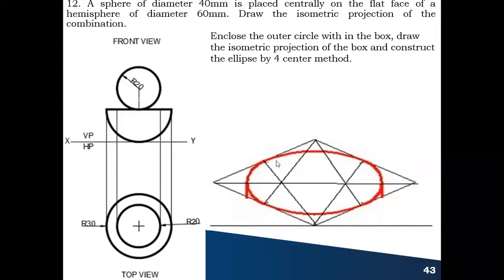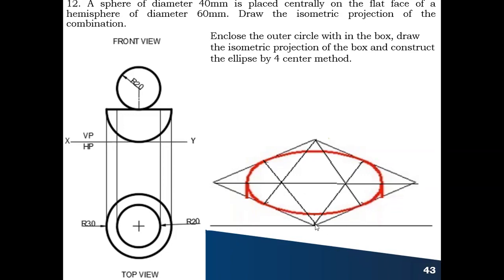Now you know how to draw the ellipse within this box. The four center method, you know. So how to do this? From this corner you draw a line exactly to the midpoint of this side, and from here you draw a line exactly to the midpoint of this end.